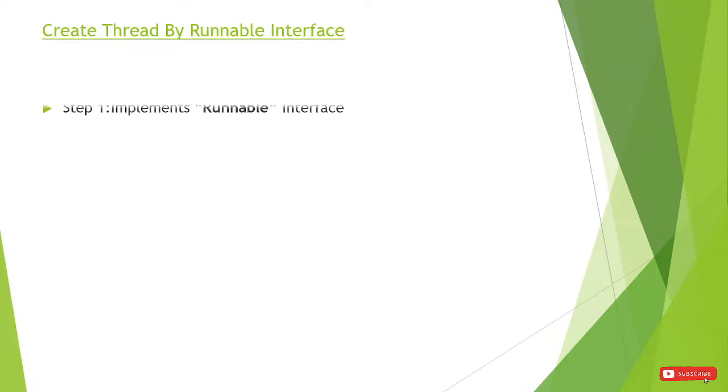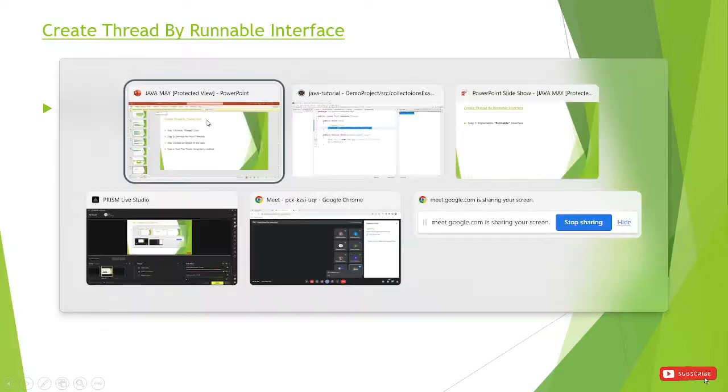So the first step is to implement the Runnable interface. Runnable is an interface, remember this thing. Thread is a class and Runnable is an interface. So if you want to create a thread with the help of the Runnable interface, the first step is that we have to implement the Runnable interface.